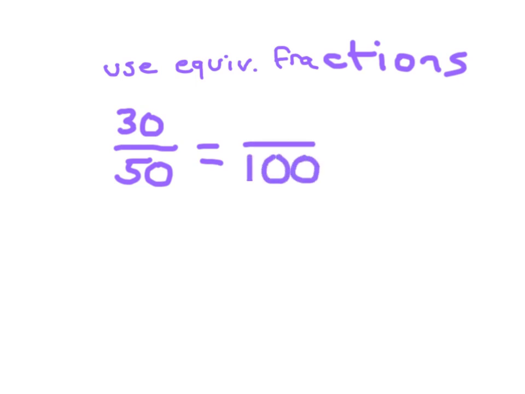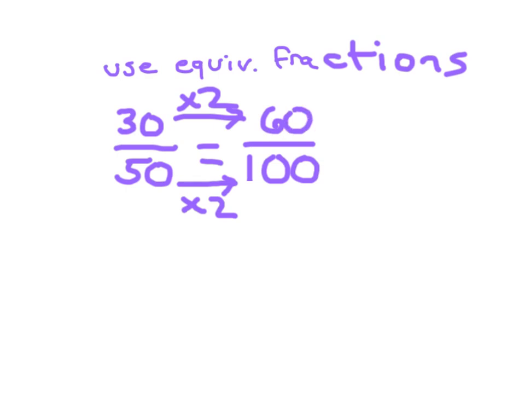In writing equivalent fractions, how do we get from 50 to 100? Right, we multiply by 2. If we do that in the denominator, we also have to do that in the numerator. So 30 times 2 is 60. So we have 60 hundredths, which is written as a percentage as 60%.